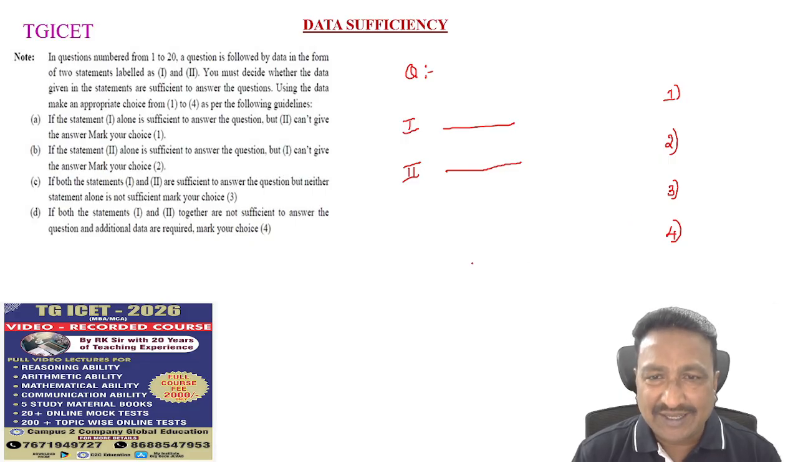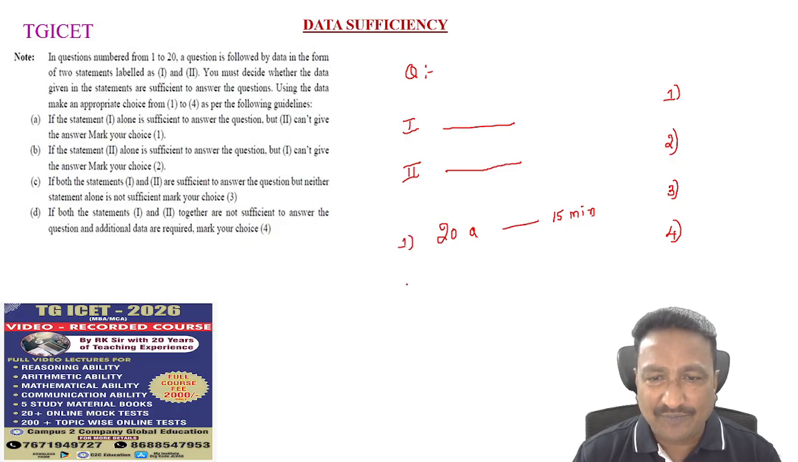But these 20 questions we have to answer in a maximum of 15 minutes. We should not spend more than 15 minutes because it is a time-killing section. If you try to solve these 20 questions fully, it will take 30 to 40 minutes, and then your time will be over. So always try to answer the 20 questions in 15 minutes. That is the first point.